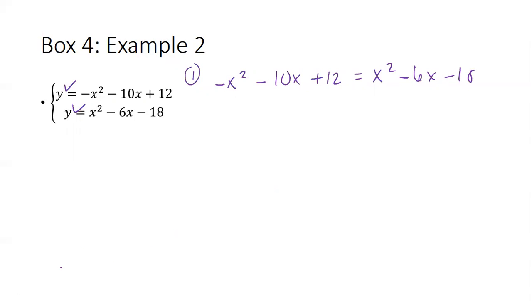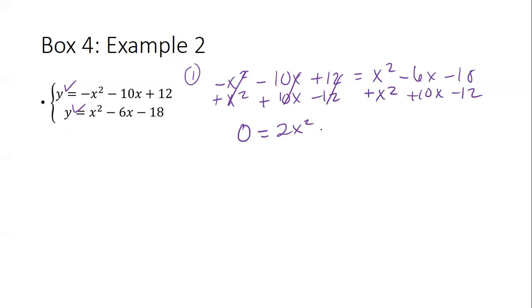I'm going to combine like terms. I would like to have positive x's, so I'm going to move my x squared, plus x squared plus 10x minus 12. What I do to one side, I have to do to the other, plus x squared plus 10x minus 12. And that leaves me with 0 equals 2x squared plus 4x minus 30.